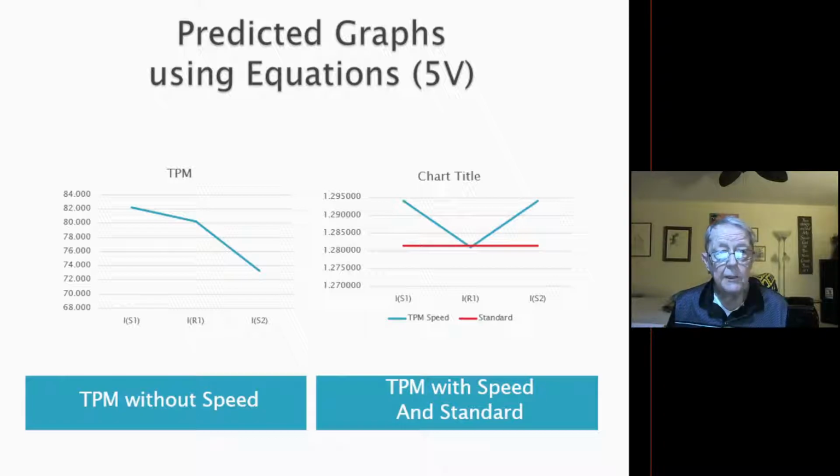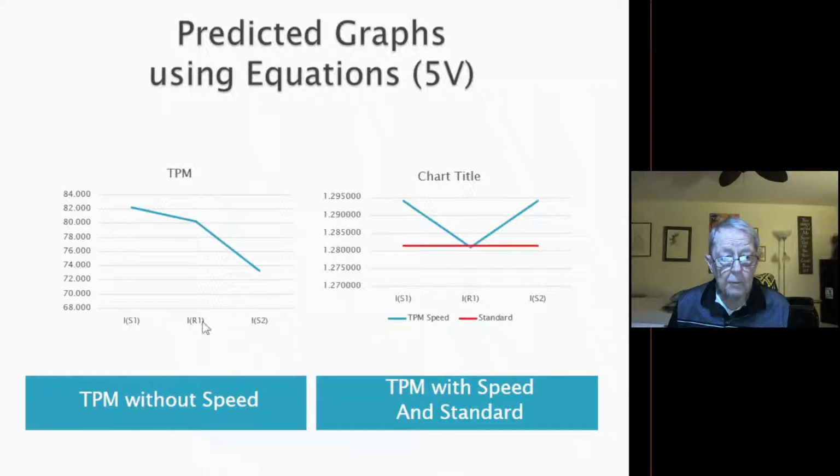And these are the three predictions. This is all based on a 5 volt. I did it for 5, 10, 15, 20, 30 volts. But the standard equations say that the current through the sense resistor and the current through the R1 and the current through the second sense resistor, they're all equal. That's what the equations say.